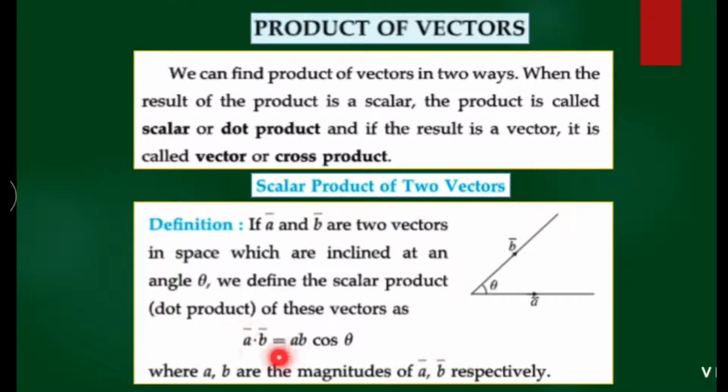So from this formula we can calculate the angle between two vectors also. For calculating the angle between two vectors, we use cos theta equals A bar dot B bar upon magnitude of A into magnitude of B.